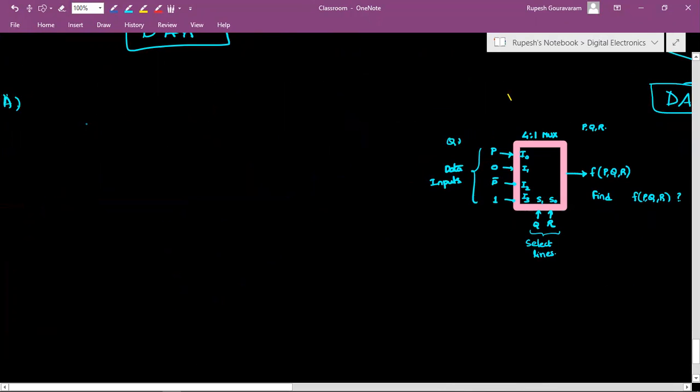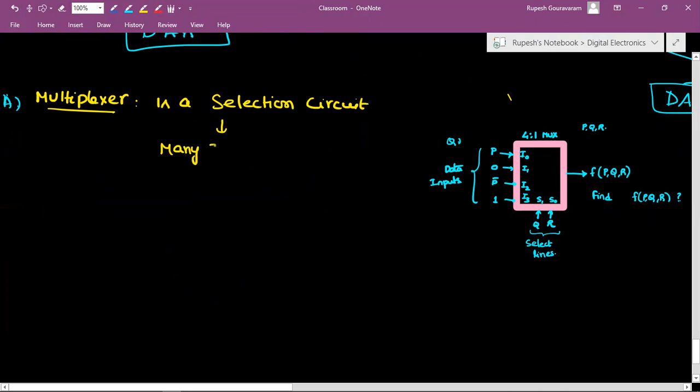So let us see the answer now. Now, what is a multiplexer? A multiplexer is a selection circuit in which there will be many inputs. Out of that, we will select one output. So this is a many-to-one circuit.